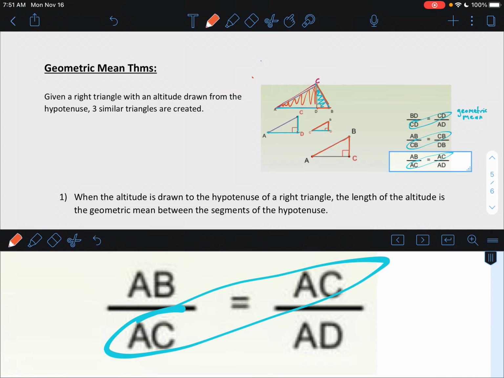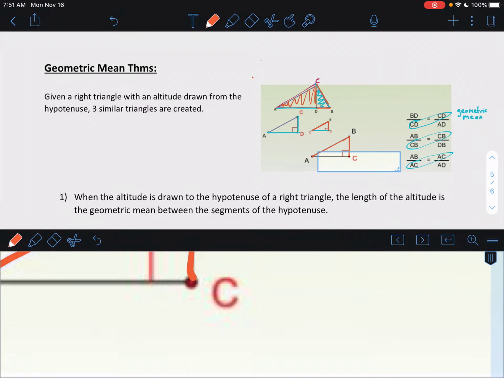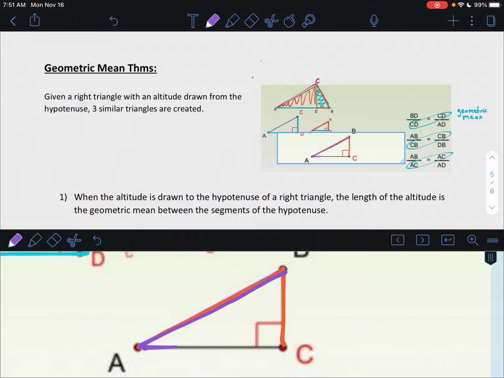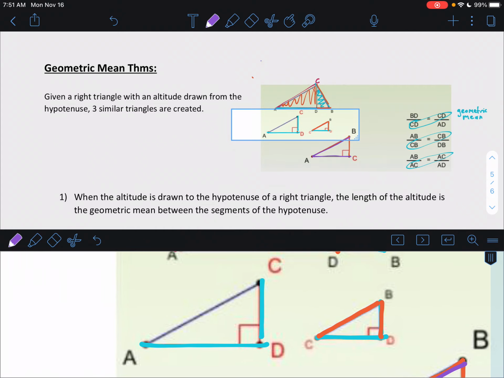And our final statement was AB over AC. So that uses this triangle here. AB over AC is proportional to AC over AD. So the hypotenuse over the long side is proportional to the hypotenuse over the long side. Really, we just need to think about that altitude splitting it up into three smaller similar triangles. Well, two of them are smaller, one of them is still the same triangle that we started with.